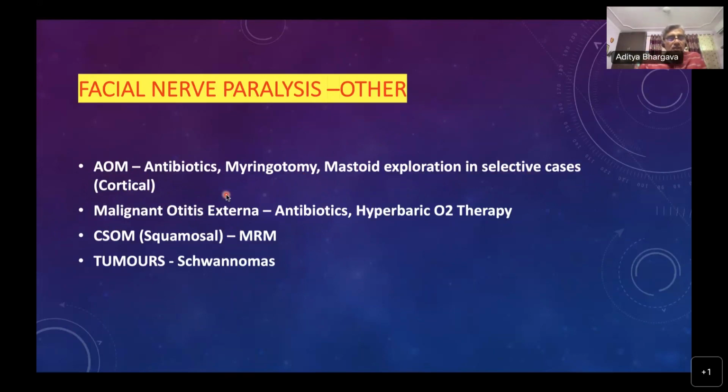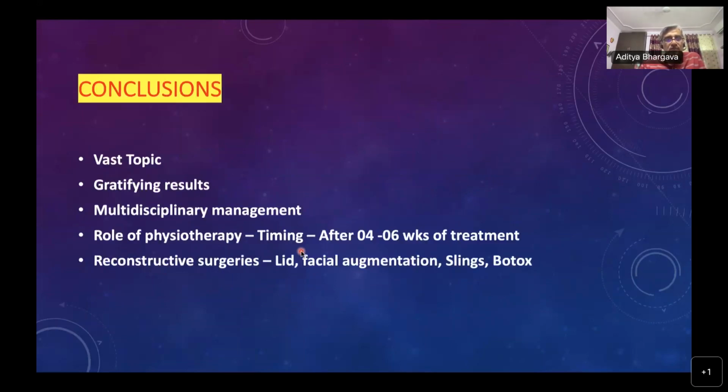In malignant otitis externa, everybody knows that antibiotics are the treatment of choice because this is caused by Pseudomonas in immunocompromised, especially diabetic, patients. In this, we give antibiotics and, if available, hyperbaric oxygen therapy. In CSOM, that is the comosal type, modified radical mastoidectomy and facial nerve decompression. And for tumors, especially schwannomas, which are very, very rare, we have to excise that portion of the facial nerve and do end-to-end or interposition grafting.